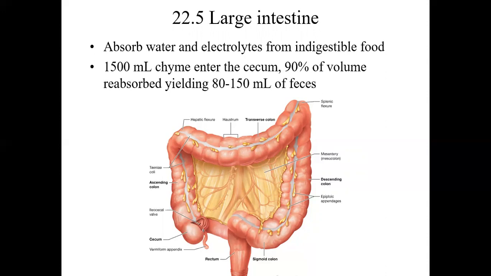You don't necessarily have to know these numbers, but they can give you an idea. Roughly 1,500 milliliters of the acidic chyme that we talked about goes from the stomach into the small intestines. About 1,500 milliliters of that on a daily basis goes through the cecum, the first section of the large intestines. About 90% of that gets reabsorbed because most of it is fluid, most of it is water. What doesn't get reabsorbed is excreted as solid waste, which makes up about 80 to 150 milliliters on a daily basis.